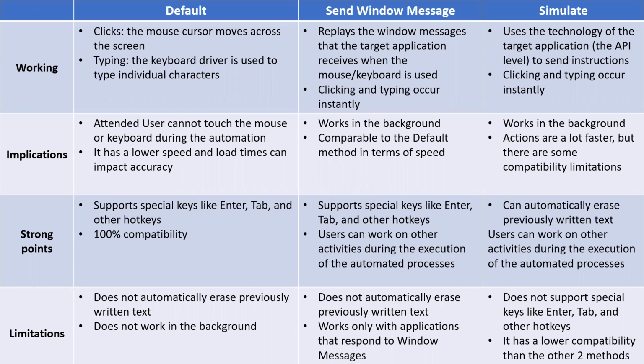Okay, post this, I'm going to be discussing the modern design and all. So you guys are going to get thoroughly into that. But I just don't want to confuse you now. For now, just look at this: default, send window message, and simulate. These are the three input methods that you have.